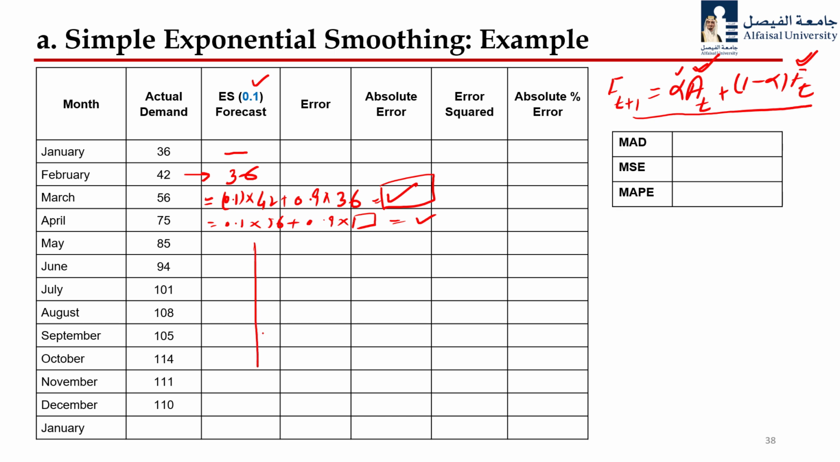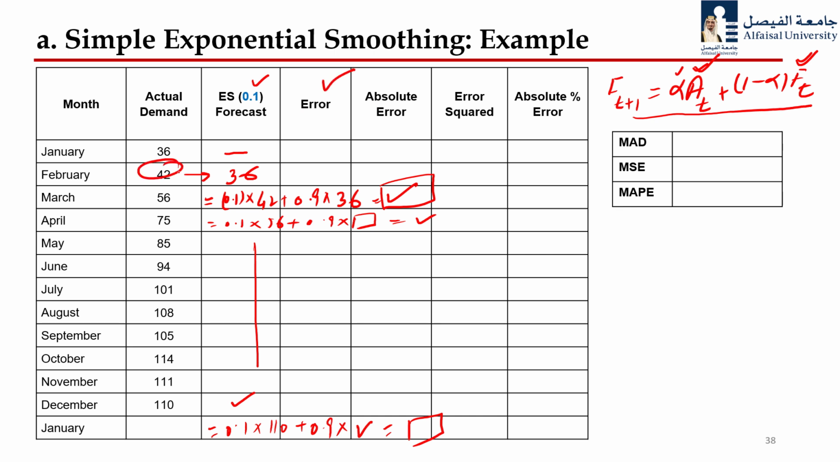The same is the case if I would like to predict over here. I need the forecast value over here, so let's say that is this tick mark. How are we going to calculate it? That is 0.1 multiplied by 110 plus 0.9, which is 1 minus alpha, multiplied by this one, and then we would be able to get the forecasted value for the month of January.